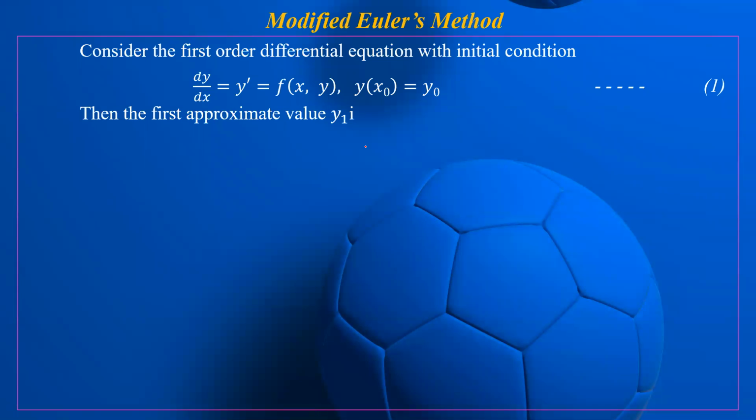So now in this lecture, we see what is the modified Euler's method. In the last lecture, we have already seen that with the help of Euler's method, we are able to solve the first order differential equation dy/dx = f(x, y), where the initial condition y(x0) = y0 is given.